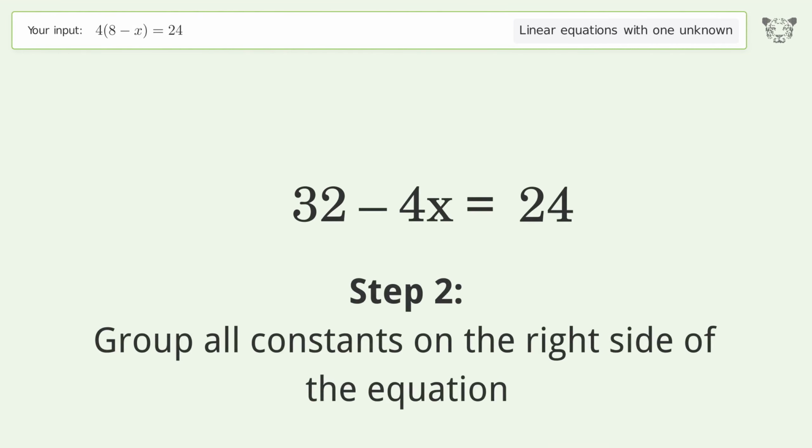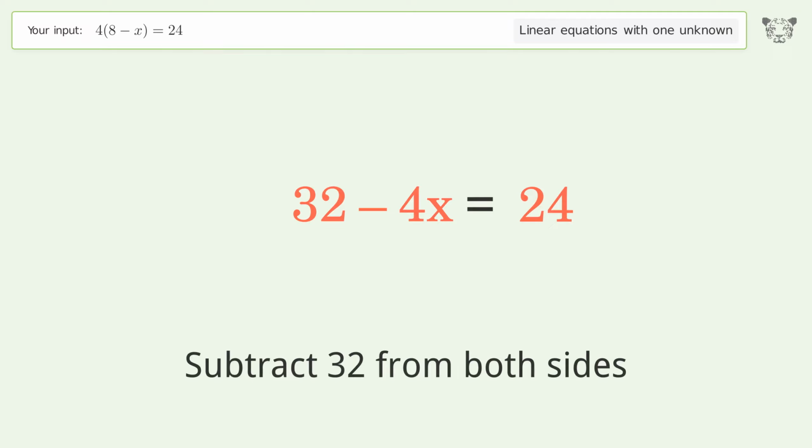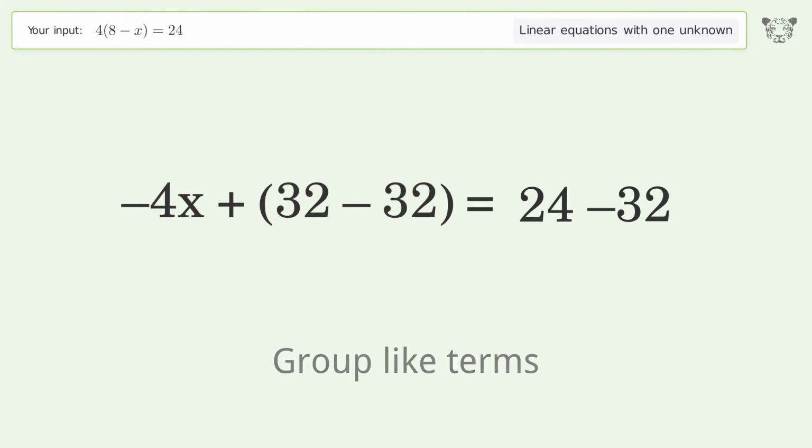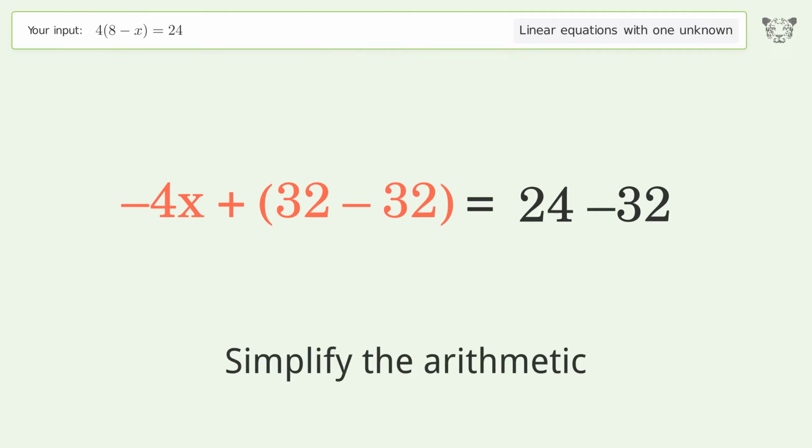Group all constants on the right side of the equation. Subtract 32 from both sides. Group like terms. Simplify the arithmetic.